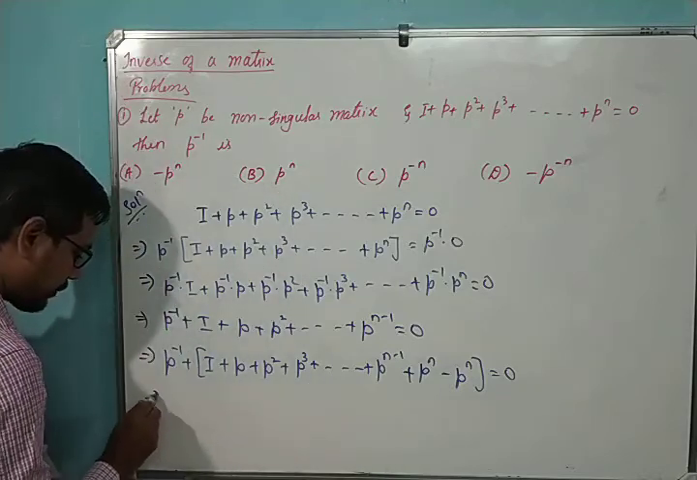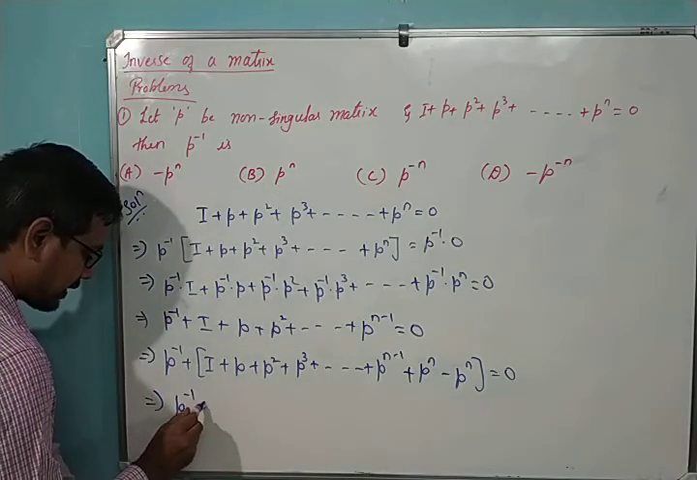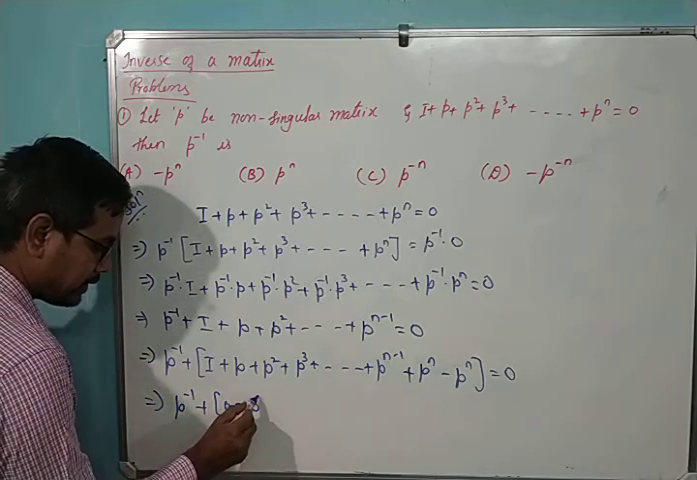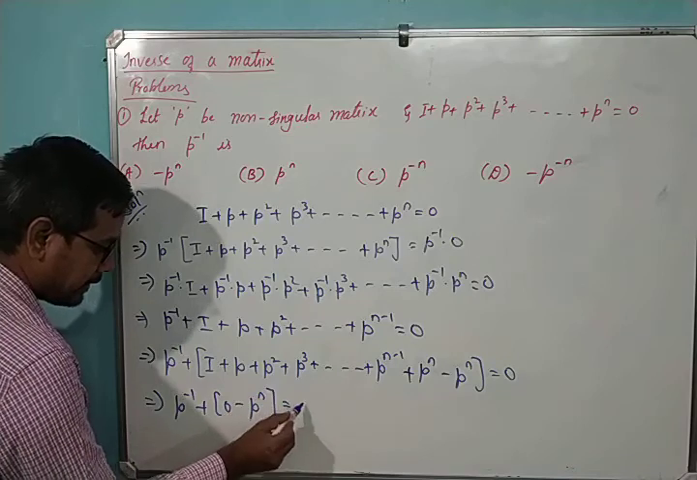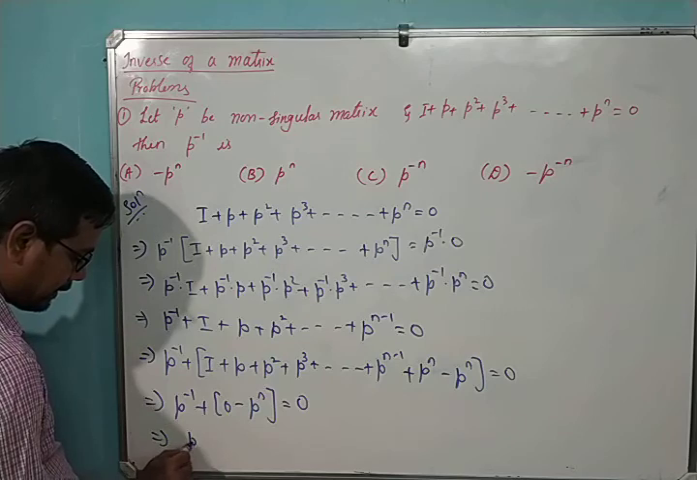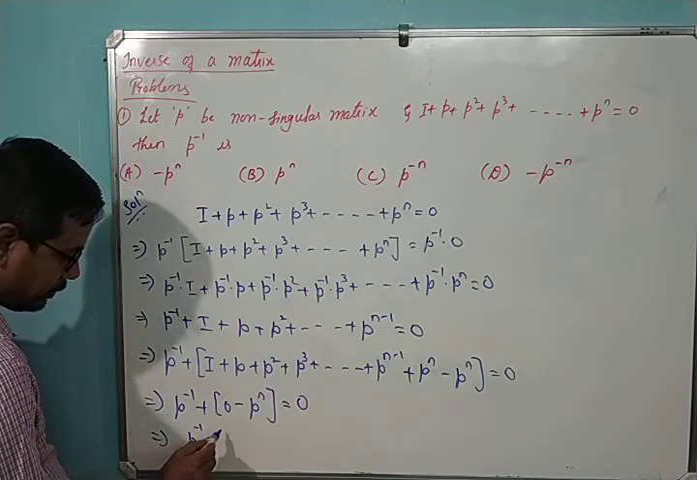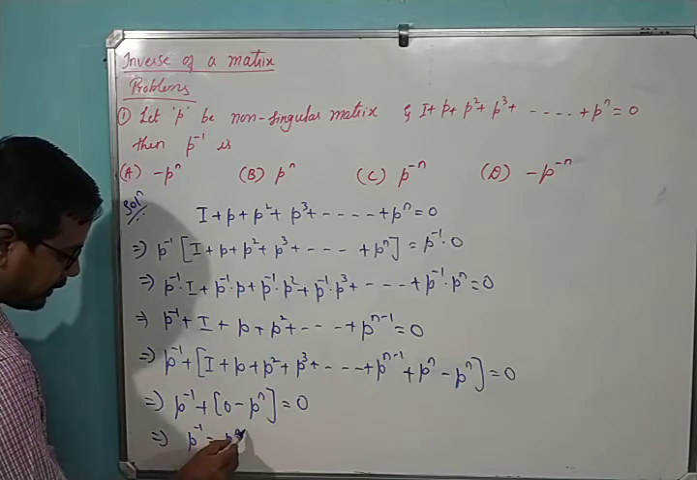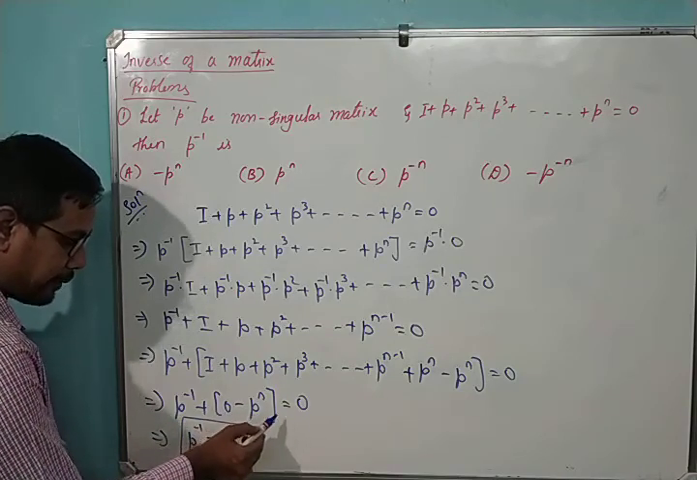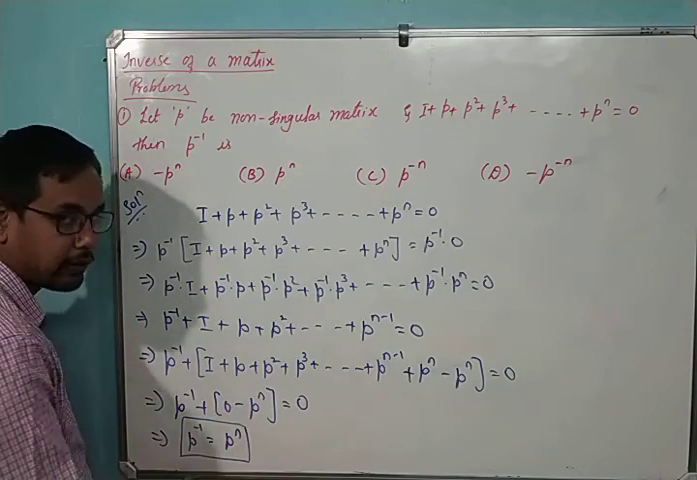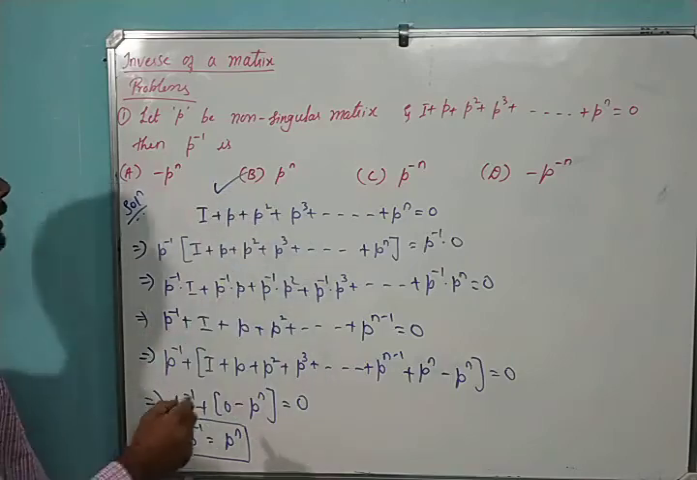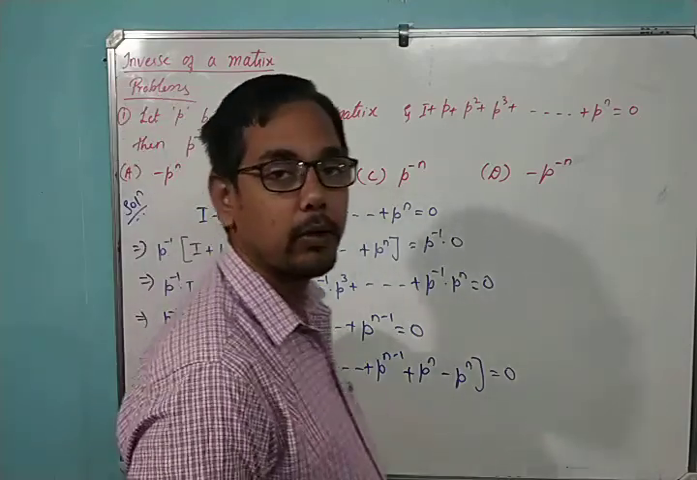So this will be P inverse plus 0 minus P to the power n is equal to 0. So I can write P inverse is equal to P to the power n. Why? Because P inverse minus P to the power n equals 0. If minus P to the power n is shifted to the other side, it becomes plus P to the power n. So the option is option B: P inverse is P to the power n.